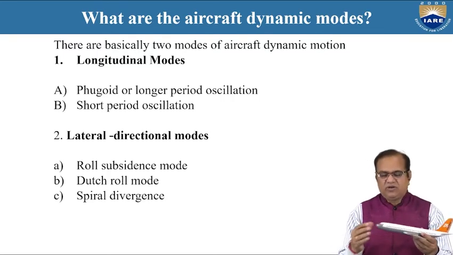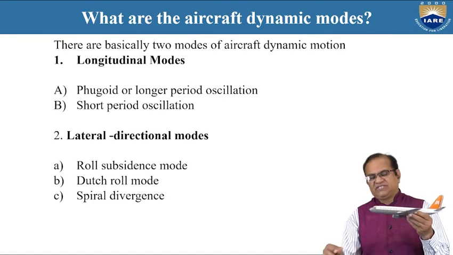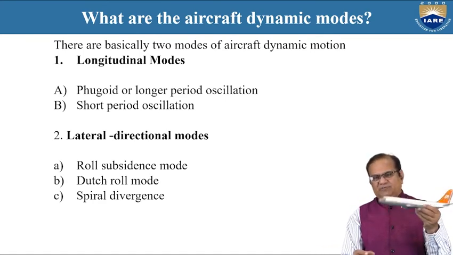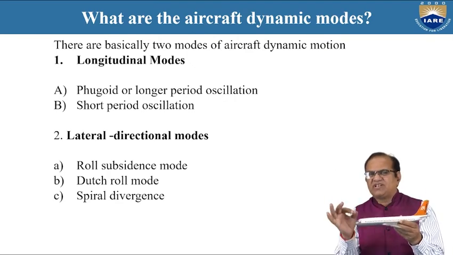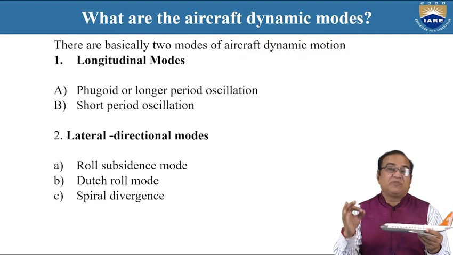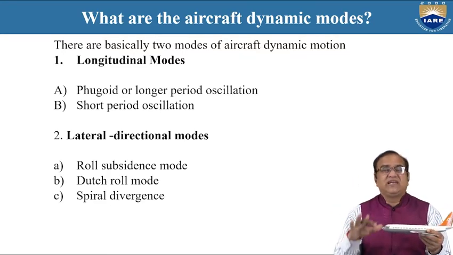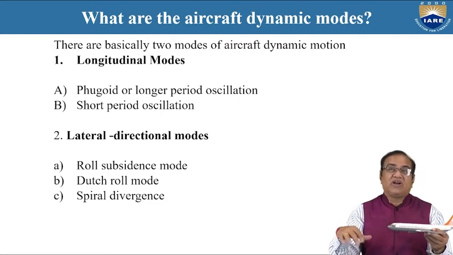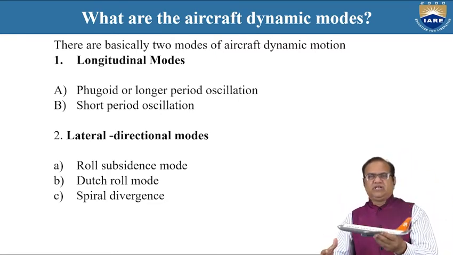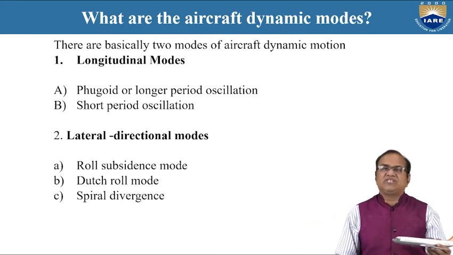In the short period, if it is disturbed by something, immediately it will respond like this and come back. Within a fraction of a second, it will come to its equilibrium position. This is called the short period oscillation. Very little time, less than 1 second, it will come to its equilibrium. But for the phugoid, a long period oscillation, it will take continuous motion over a long time and travel a long distance, and only then will it reach the equilibrium position.